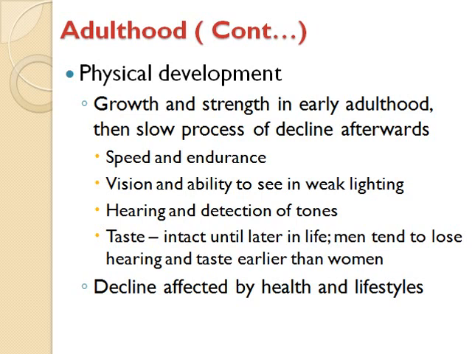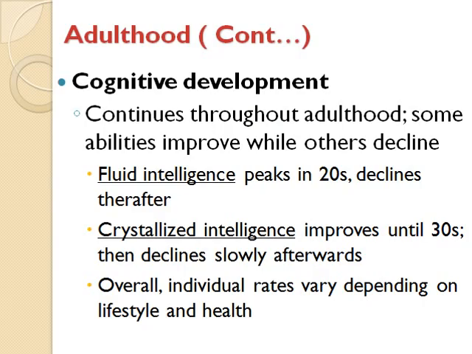Cognitive development continues throughout adulthood. Some abilities improve while others decline. Fluid intelligence peaks in the 20s, declines thereafter. Crystallized intelligence improves until 30, then later declines. Overall, individual rates vary depending on lifestyle and health.